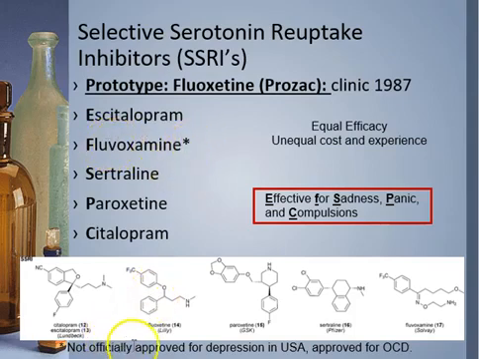Fluvoxamine is unique in that it's not officially approved for depression here in the United States, but it is approved for OCD, and we'll talk about that later. One mnemonic device you can use to remember these drugs is that they are effective for sadness, panic, and compulsions. The acronym EFSPC stands for the drugs escitalopram, fluvoxamine, sertraline, paroxetine, and citalopram. So that's a nice memory device you can use.